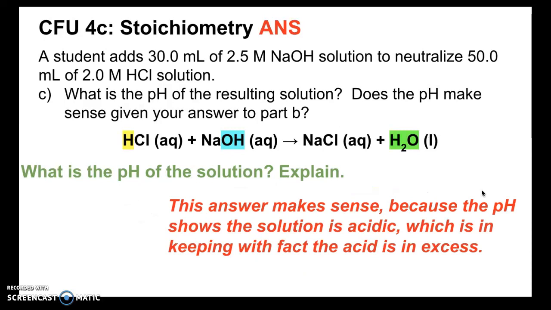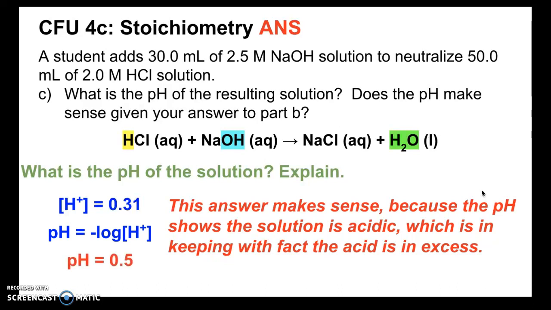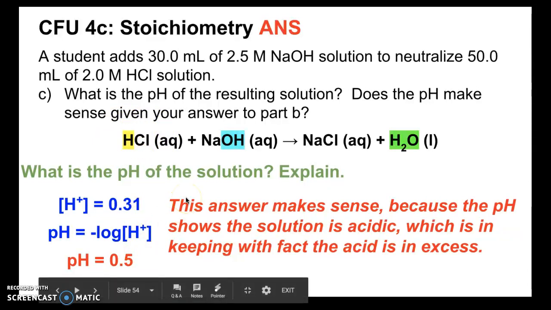To get the pH of the solution, what I need to do is just take the negative log of the concentration of H+, which I determined is 0.31 molar, and that's going to be a pH of 0.5. All right, so now the question was, does this answer make sense? Yes, it makes sense, because remember, we ran out of NaOH, so we didn't have enough of that to neutralize all the HCl. That means that there's still some HCl left over. So my pH should be in the acidic zone, and it is. It's less than 7.